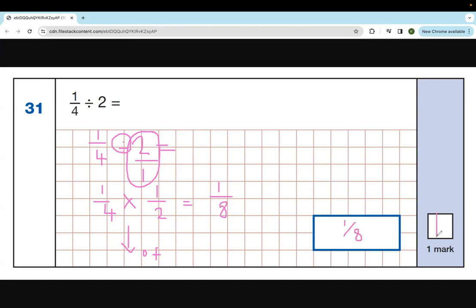So we follow those rules. When we are dividing fractions, we turn everything into a fraction. We flip this to the opposite and we flip this upside down. And then it's a straightforward multiplication of fractions.